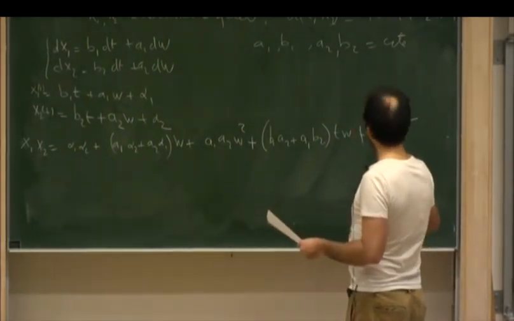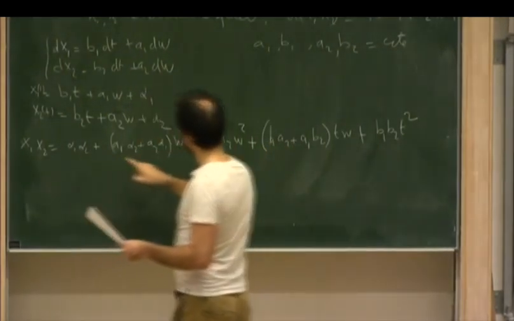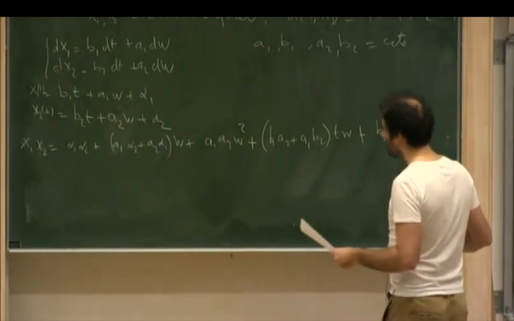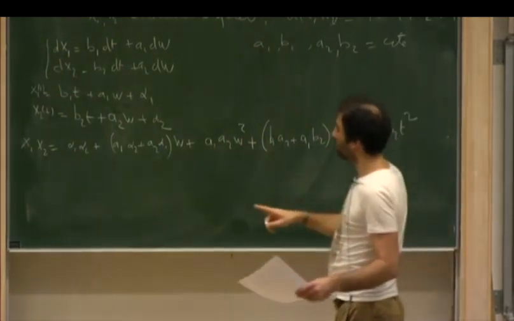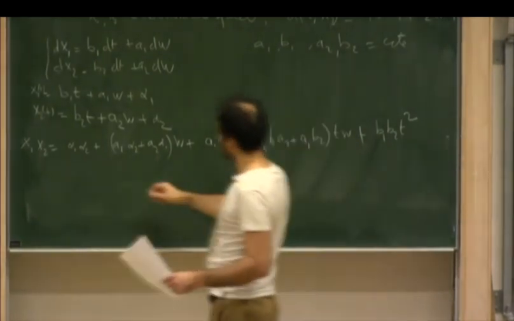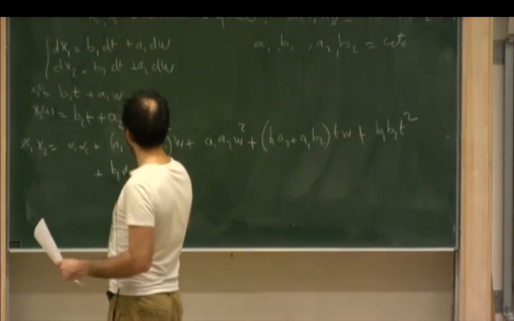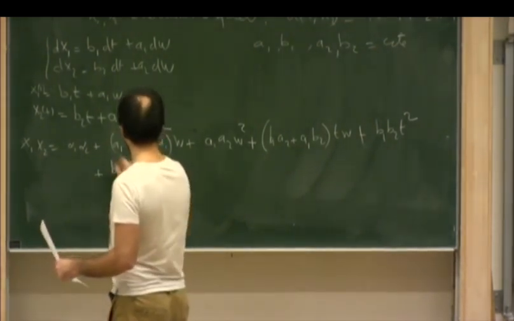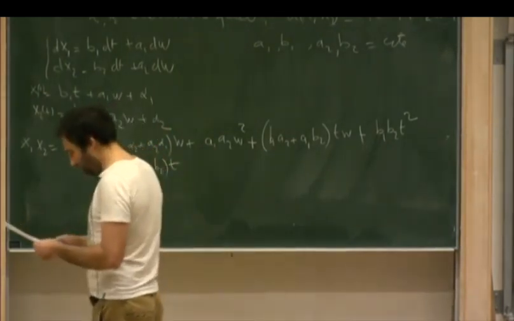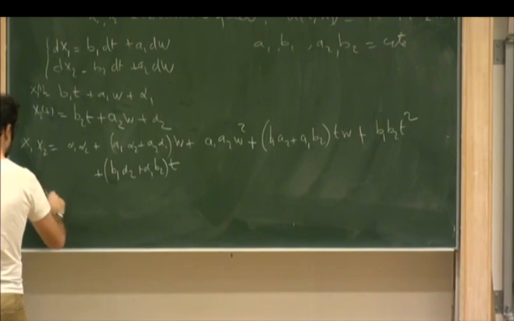So we need... we're missing which one? The term in t is missing, right? Yes, that's good. So this is b1 alpha 2 plus alpha 1 b2. That's it. And now let's differentiate this, d of x1 x2.